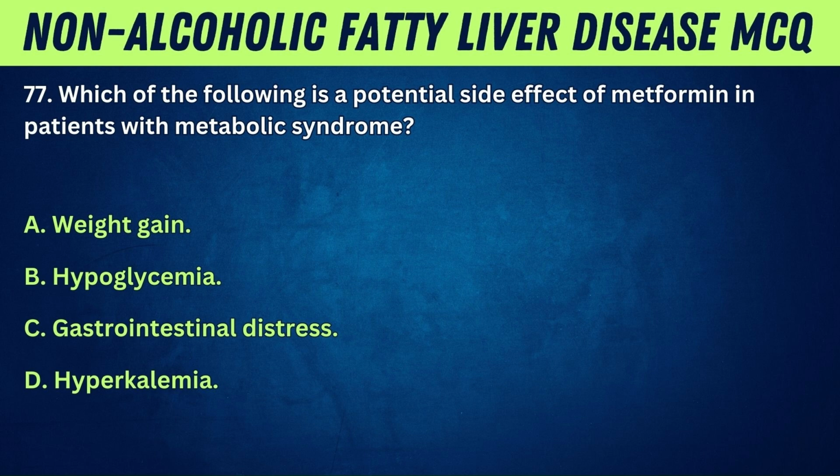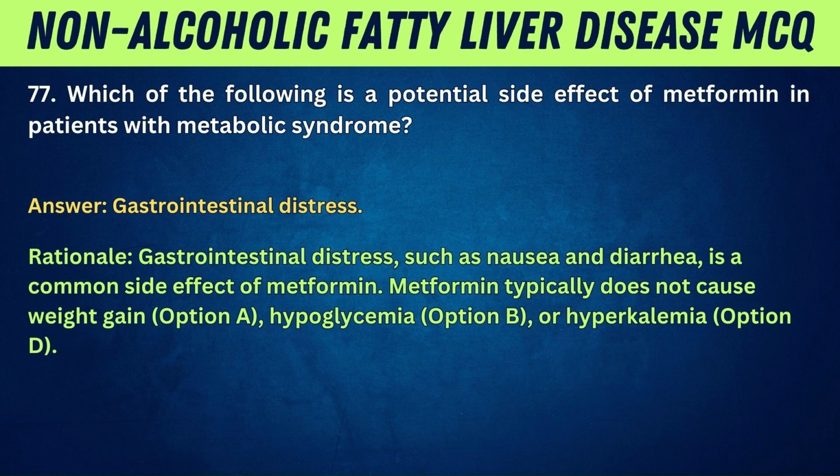77. Which of the following is a potential side effect of metformin in patients with metabolic syndrome? A. Weight gain. B. Hypoglycemia. C. Gastrointestinal distress. D. Hyperkalemia. Answer: gastrointestinal distress. Rationale: gastrointestinal distress, such as nausea and diarrhea, is a common side effect of metformin. Metformin typically does not cause weight gain, option A, hypoglycemia, option B, or hyperkalemia, option D.